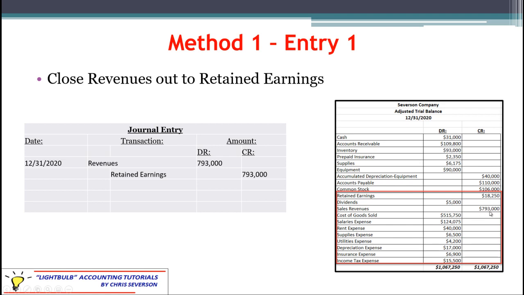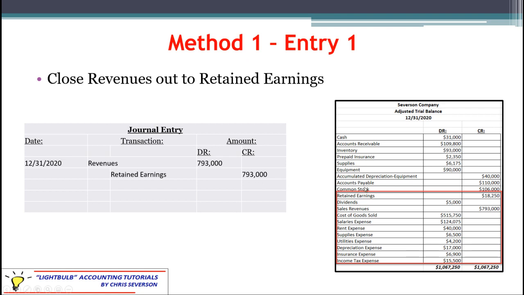Revenues had a credit balance of $793,000, which is where we would expect it. So to close any credit balance account, we have to debit it. So I'm debiting revenues for that same $793,000 from the adjusted trial balance. The credit to that journal entry under this method 1 is going to be straight to retained earnings. I'm crediting retained earnings for $793,000.